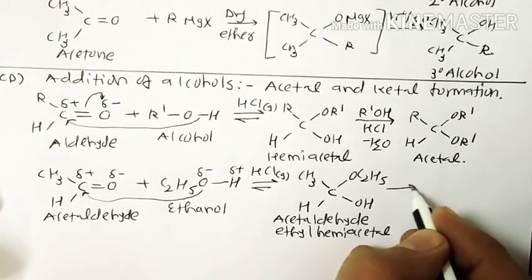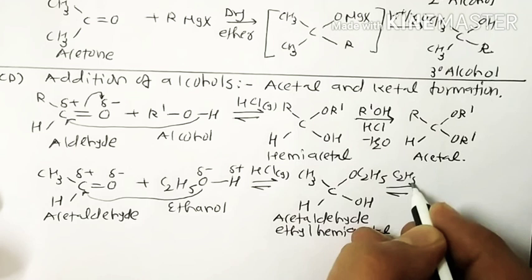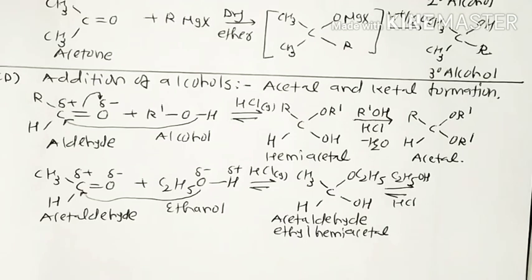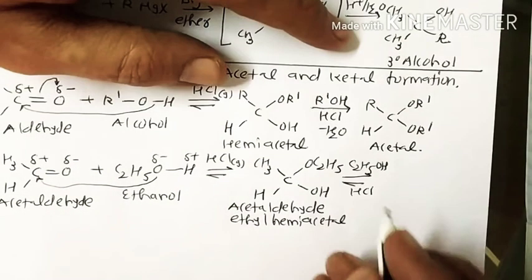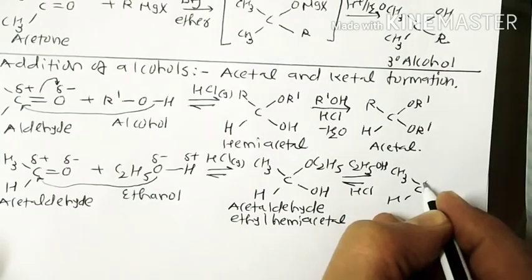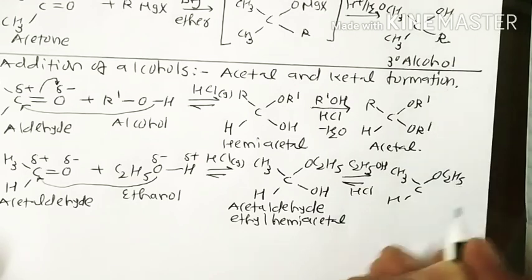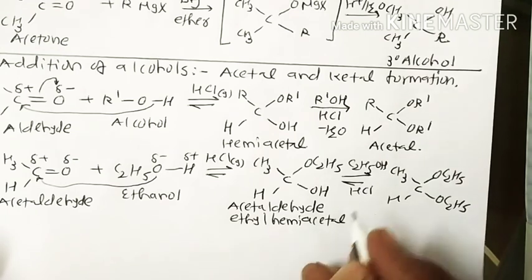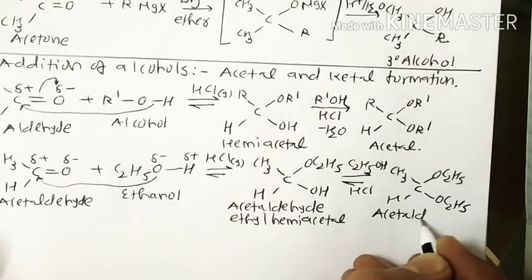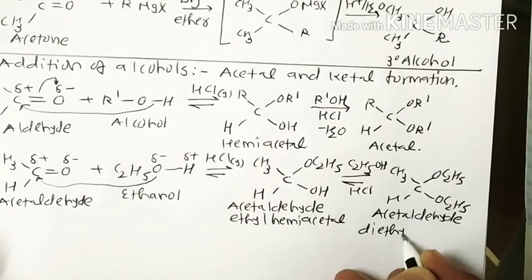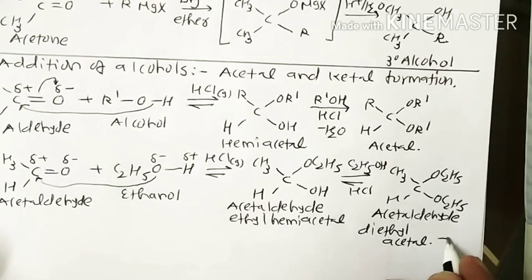Now it further reacts with C2H5OH in presence of hydrochloric acid. Fine. So it's converted into CH3, C, H, O, C2H5 and O, C2H5. Right? So this is acetaldehyde, and the name of this compound is acetaldehyde diethyl acetal, and water is released.